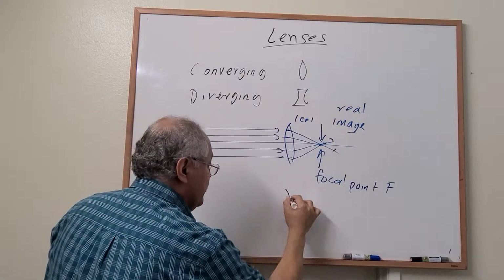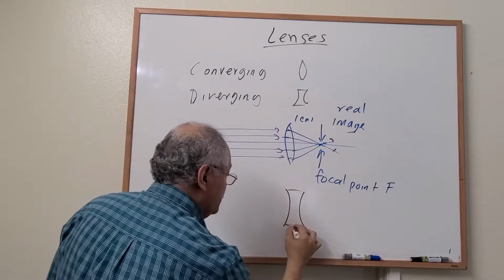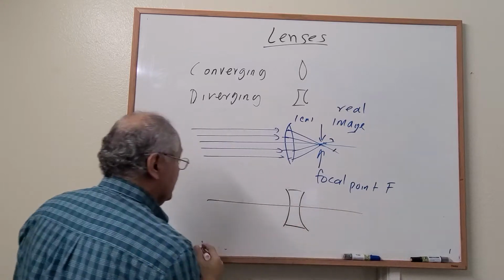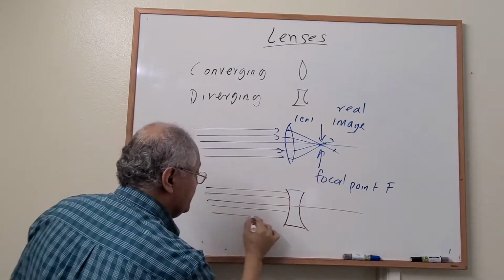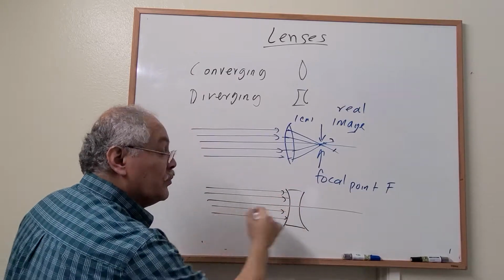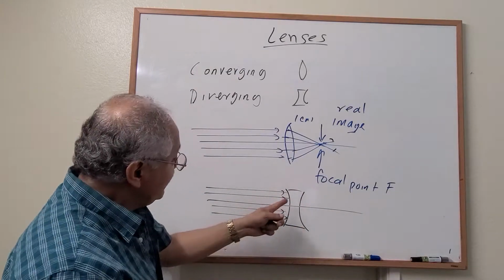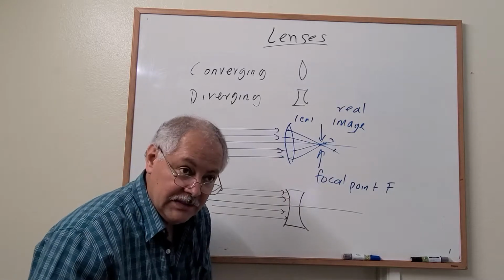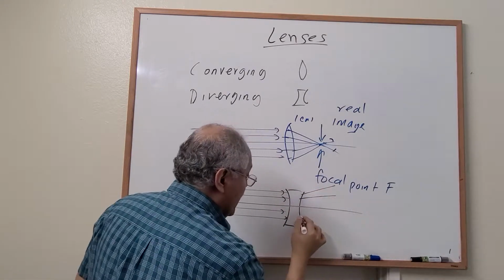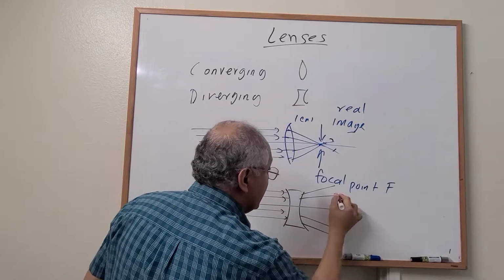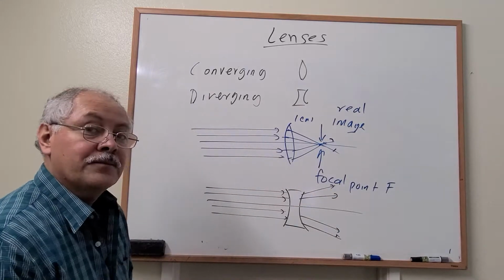Now let's do the same thing for the diverging lens. We have the diverging lens right here. We have the principal axis. Again, we have rays coming from a far away object, so the rays are parallel to the principal axis. And what happens? Well, the rays are refracted because of this lens. But look, in this case, the refraction goes in this way. We have diverging rays in that way, correct?